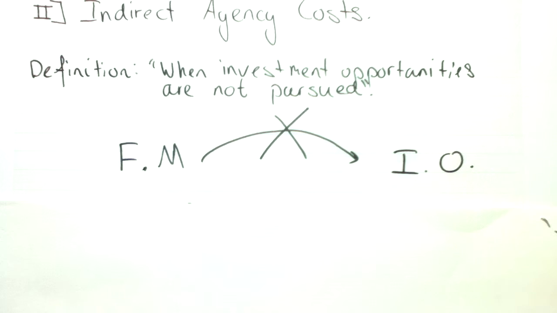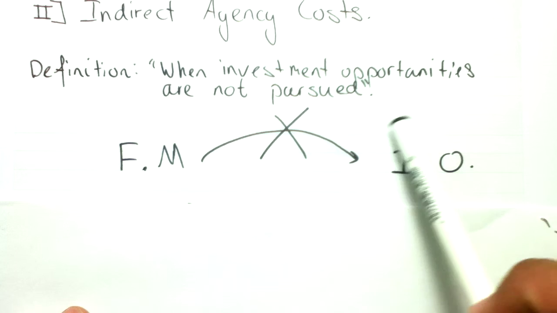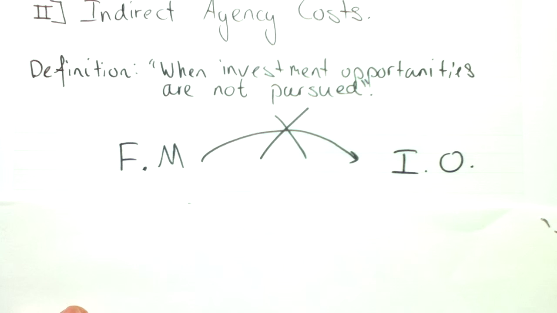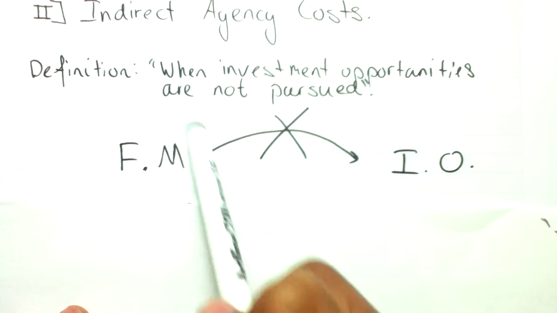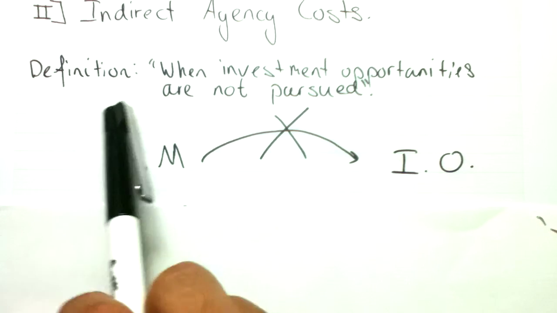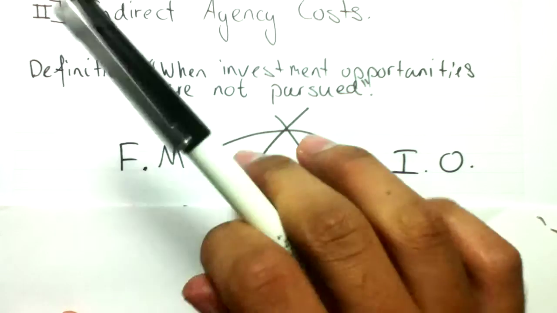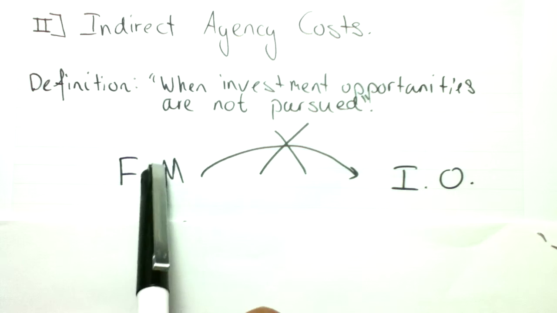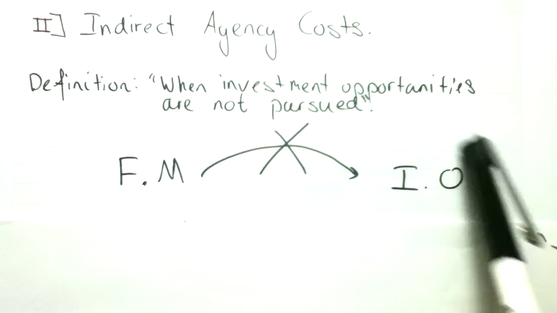So at that very instance, the financial manager is going to be like, I do not want to take this opportunity because I do not want to lose my job. Even though this opportunity will better the shareholders as it should, the financial manager is in a way looking out for their own self-interest. Okay, and so that's an example of indirect agency costs. The cost of not taking this opportunity.